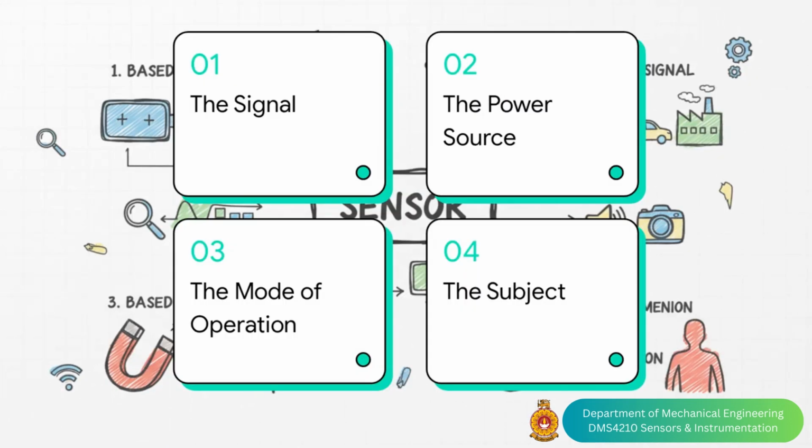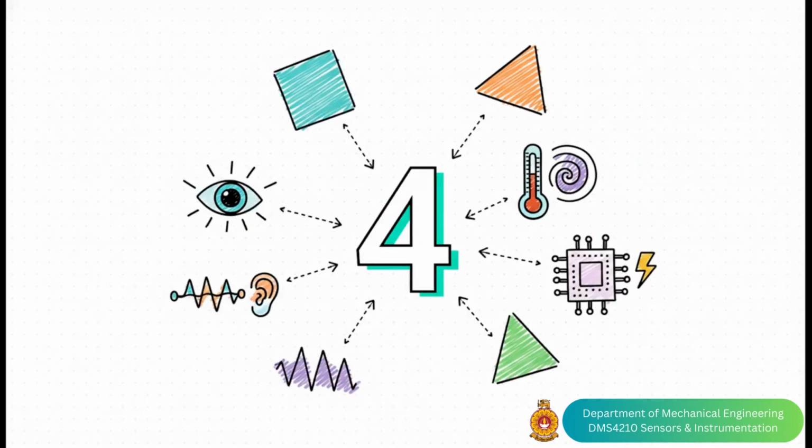So here's our game plan, our roadmap for this quick study. We're going to look at sensors through 4 different lenses. First up, the signal they put out. Then, we'll talk about their power source. Third, we'll get into their mode of operation. And finally, we'll cover the most intuitive one, the subject they're designed to measure. Seriously, if you can master just these 4 ways of thinking about sensors, you'll have that powerful mental toolkit ready to go. So let's dive into the first one.